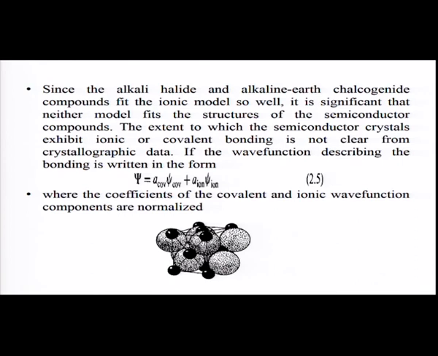So, let us describe the wave function by writing psi equals A covalent psi covalent plus A ionic psi ionic. Therefore, the coefficients of the covalent and ionic wave functions here are normalized. When these wave functions are normalized, you get a structure like this.